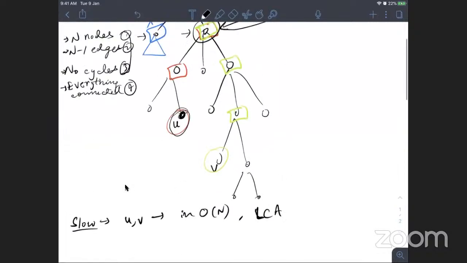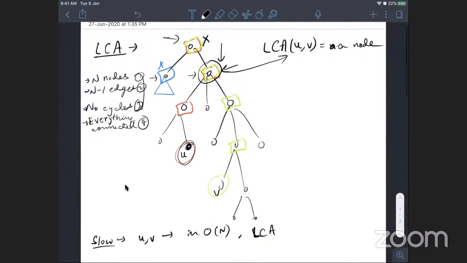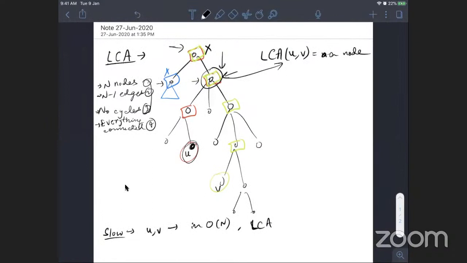Okay, so now the slow solution. Let's say you're given U comma V, and in O(n), you'll find the LCA of U comma V. In this graph, the slow solution is basically, first do a DFS on the tree.